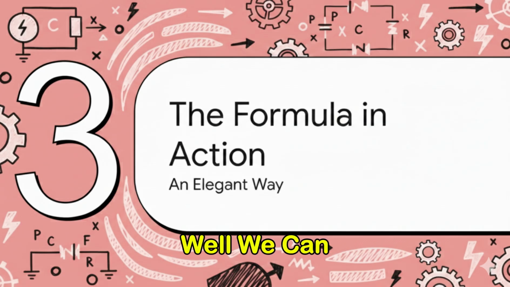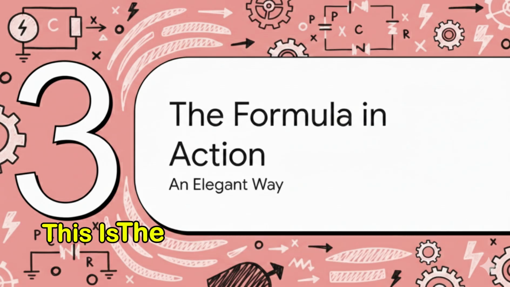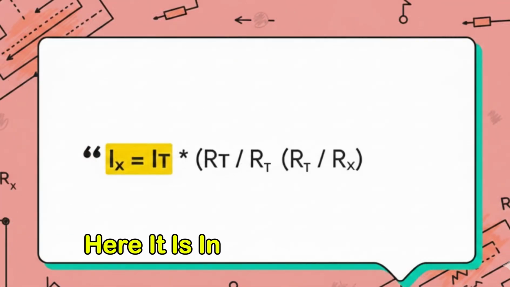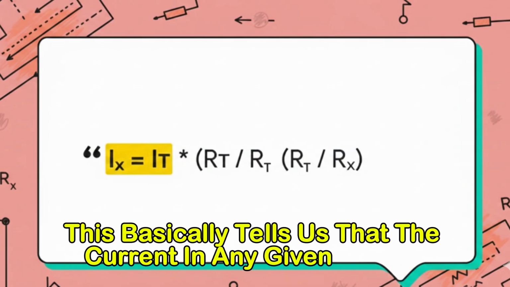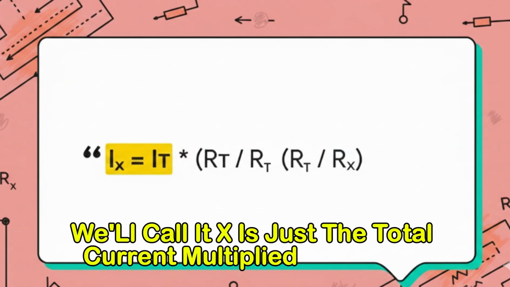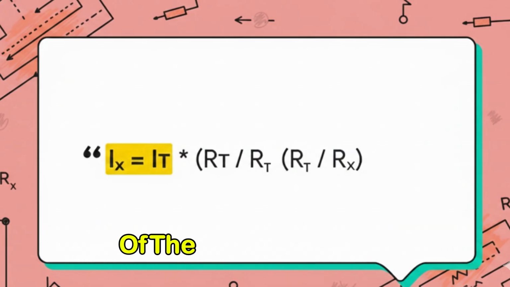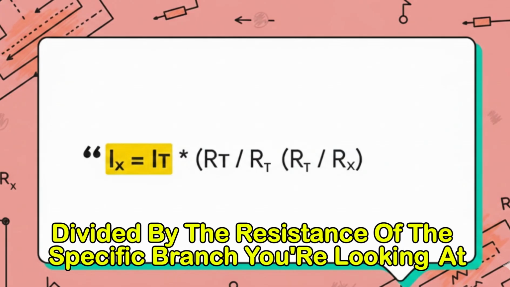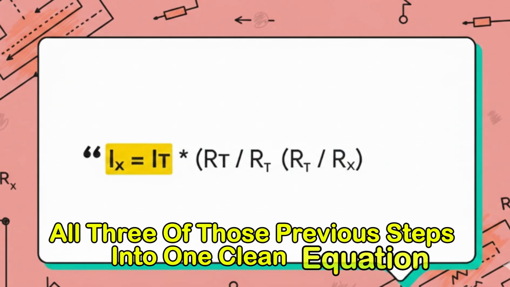Well, we can. That's exactly where the current divider formula comes in. This is the awesome shortcut that engineers use all the time. Here it is in its general form. This basically tells us that the current in any given branch, we'll call it X, is just the total current multiplied by a ratio. And that ratio is the total equivalent resistance of the parallel section divided by the resistance of the specific branch you're looking at. It neatly packs all 3 of those previous steps into one clean equation.